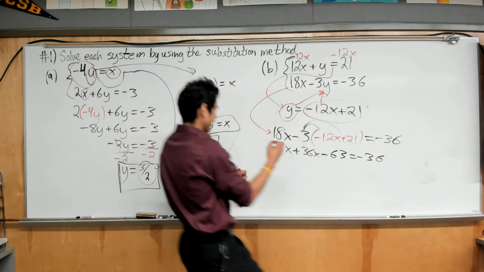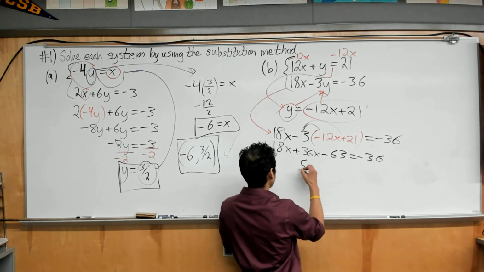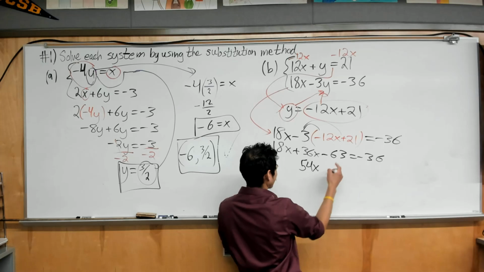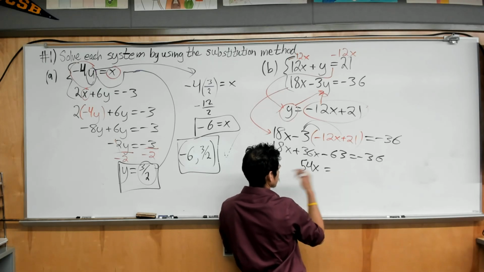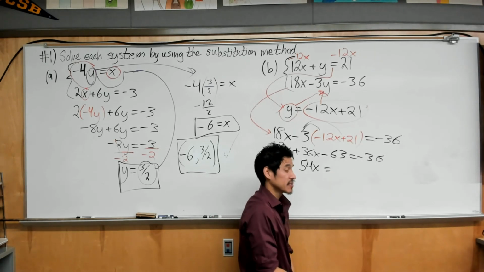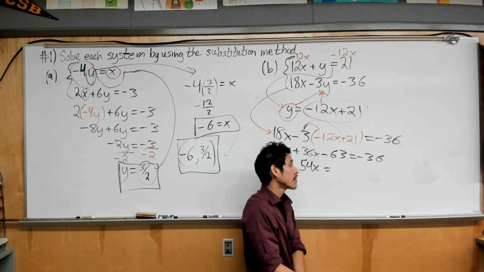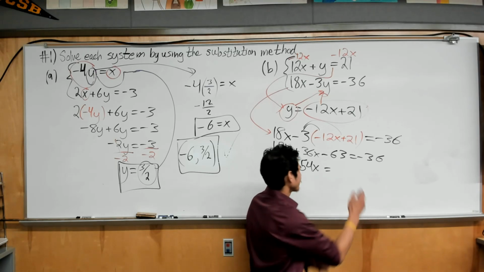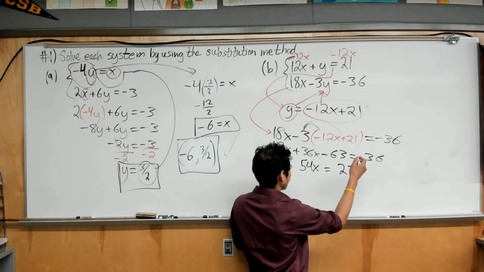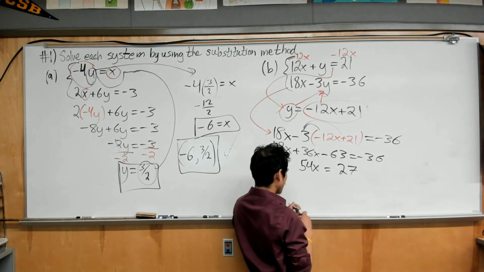Combine those x's. Gotta get down low. 54x, add 63. Oh man, what's 36 plus 63? I don't want to. My calculator's too far away. Is it 27? Yes, it is. Yeah, 27. So then x is 1/2.